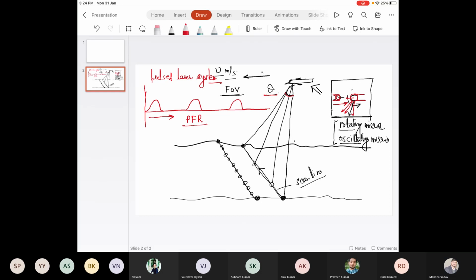So we have analyzed over here the LiDAR system characteristics in terms of parameters like FOV, speed, and pulse firing rate. Okay, these parameters are responsible for determining how dense the laser footprints are on the ground. If you increase the density of laser footprints per unit area, it means we are collecting more detailed coordinate information, that we'll see.